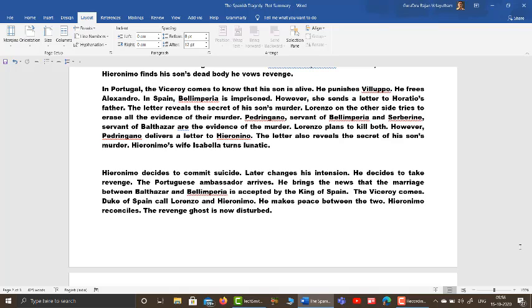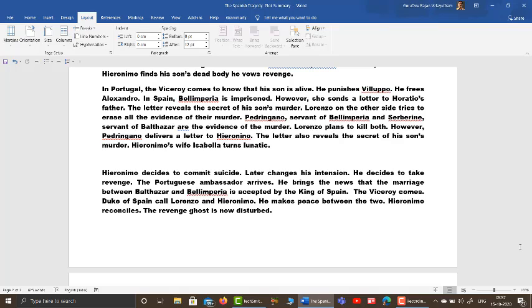Now Hieronimo is shocked to hear that his son was murdered by two persons, Lorenzo and Balthazar. Now he is very angry, and he wants to seek justice for the murder of his son. However, before seeking justice, he wants to clarify whether the news that the letter brings is true. லெட்டர் எழுதப்பட்ட விஷயம் உண்மையான்றதை செக் பண்ண விரும்புகிறார் யாரு? Hieronimo. Okay, very good. Now Pedrignano, servant of Bellimperia, and Sebrine, servant of Balthazar, are the evidence of murder.